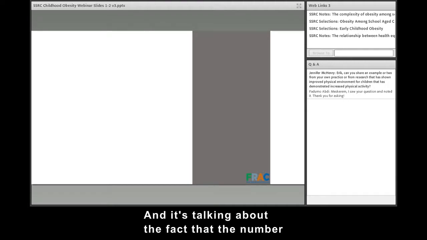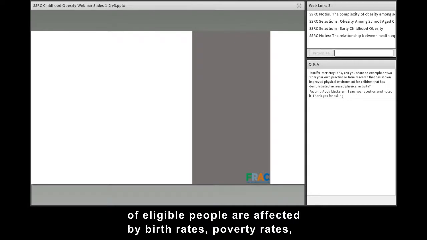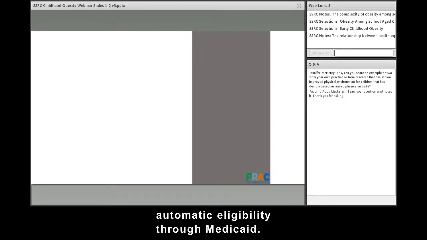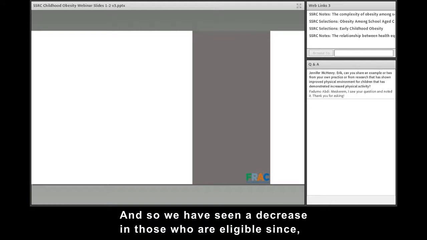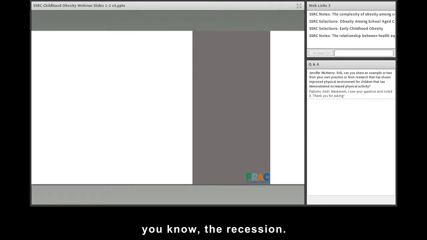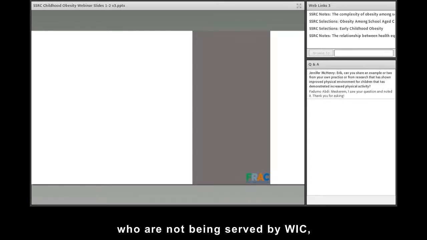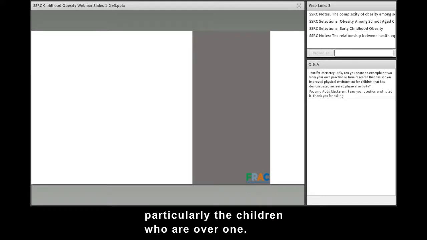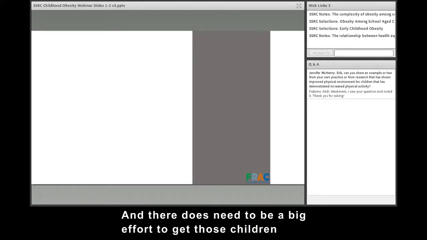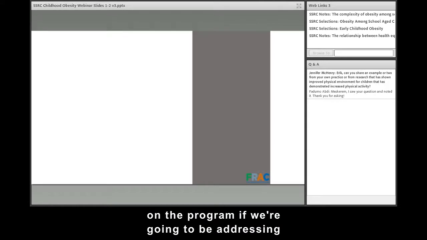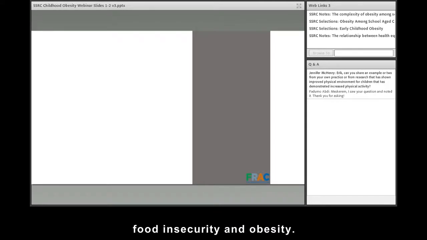And it's talking about the fact that the number of eligible people are affected by birth rates, poverty rates, automatic eligibility through Medicaid. And so we have seen a decrease in those who are eligible since the recession. However, there are a substantial number of people who are not being served by WIC, particularly the children who are over 1. And there does need to be a big effort to get those children on the program if we're going to be addressing food insecurity and obesity.